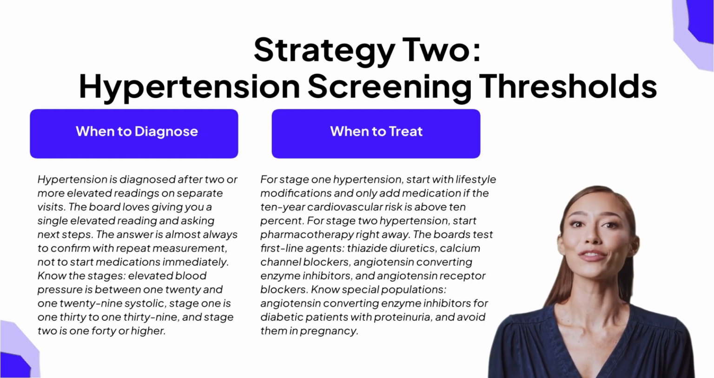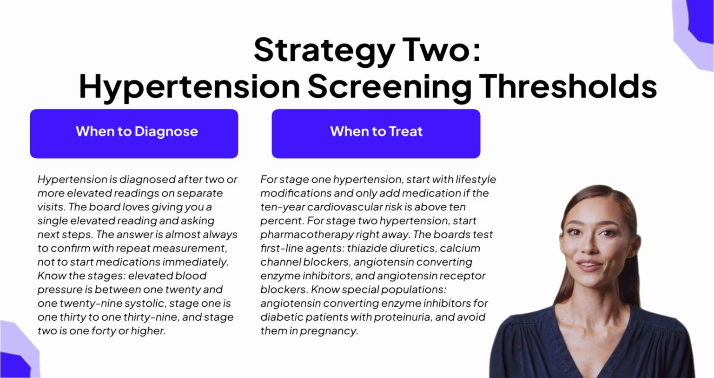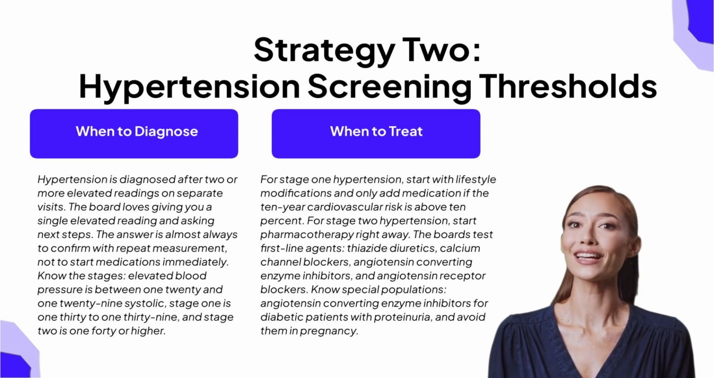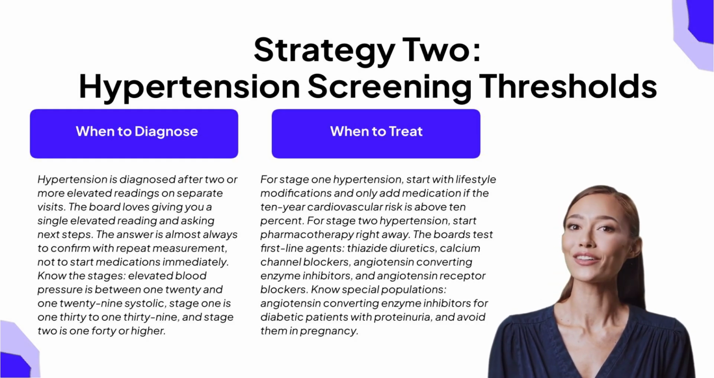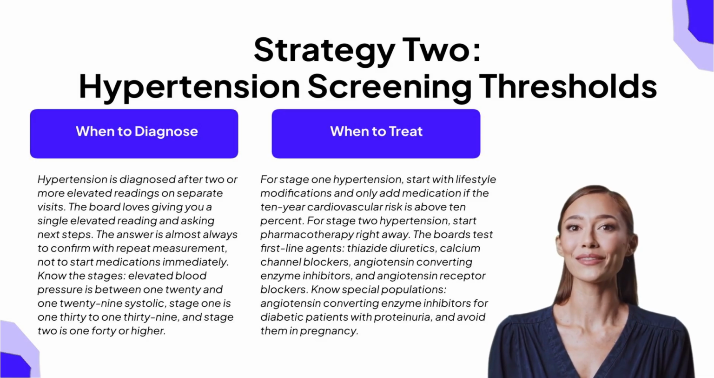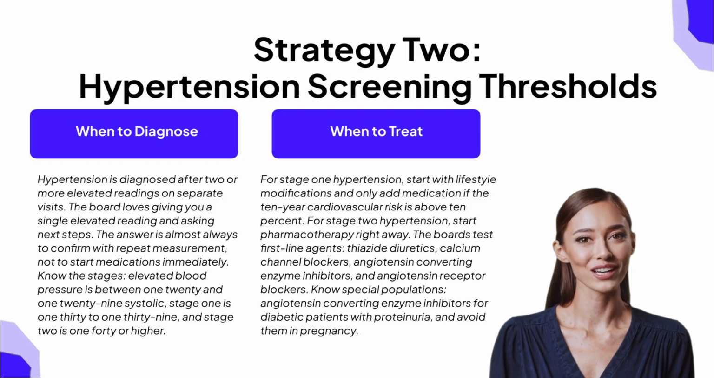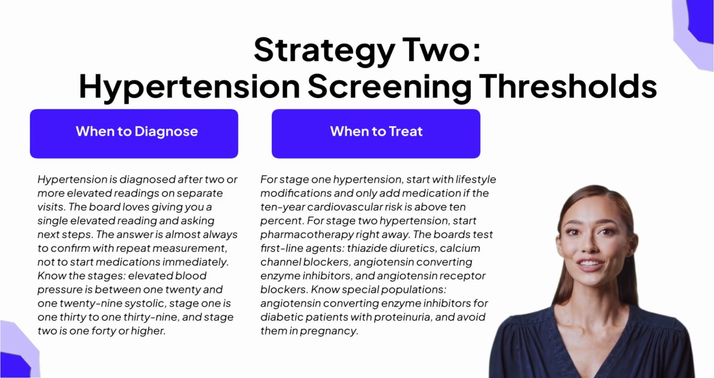For stage 1 hypertension, you start with lifestyle modifications and add medication only if the 10-year cardiovascular risk is above 10%. For stage 2, you start pharmacotherapy immediately. Know the first-line agents: thiazide diuretics, calcium channel blockers, angiotensin-converting enzyme inhibitors, and angiotensin receptor blockers. Pay special attention to special populations. Angiotensin-converting enzyme inhibitors are preferred for diabetic patients with proteinuria, but are contraindicated in pregnancy.